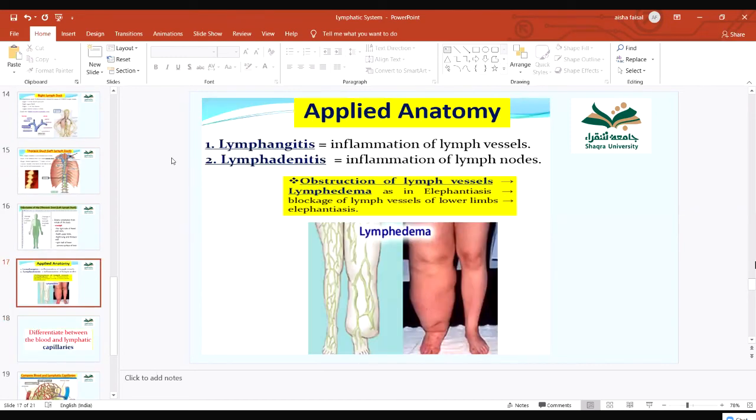So if there is any obstruction of the lymph flow, then the lymph vessels get inflamed, called lymphadenitis. If there is inflammation of the lymph nodes because of obstruction in the efferent lymphatic channels, it can lead to lymphadenitis. Okay, so elephantiasis is one example of this.